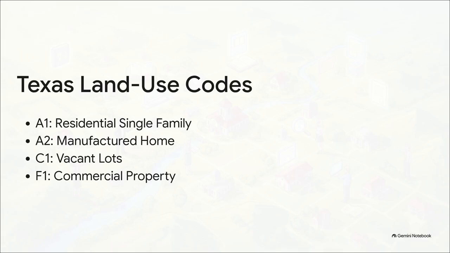A1 simply means it's a residential single-family home. A2 indicates a manufactured home and the land it sits on. C1 is the code for vacant residential or commercial lots. And F1 means it's real commercial property. Knowing these codes off the top of your head allows you to glance at a property record and immediately understand exactly how the state is categorizing and taxing that specific parcel.